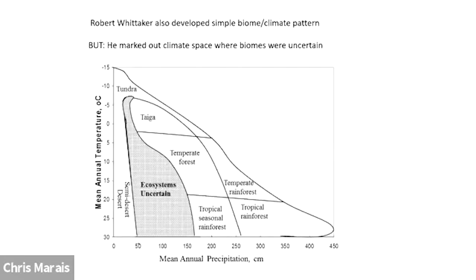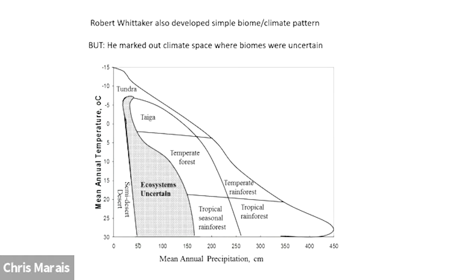And the first person who recognized this was a brilliant American ecologist, Robert Whittaker. He developed a very simple system of relating climate to the biomes. So if you look at 200 centimeters of rainfall, and at 25 degrees, you're in tropical seasonal rainforest. If you shift to the left of that, to 100 centimeters of rain, then you're in something which he called, you don't know what you're going to find.